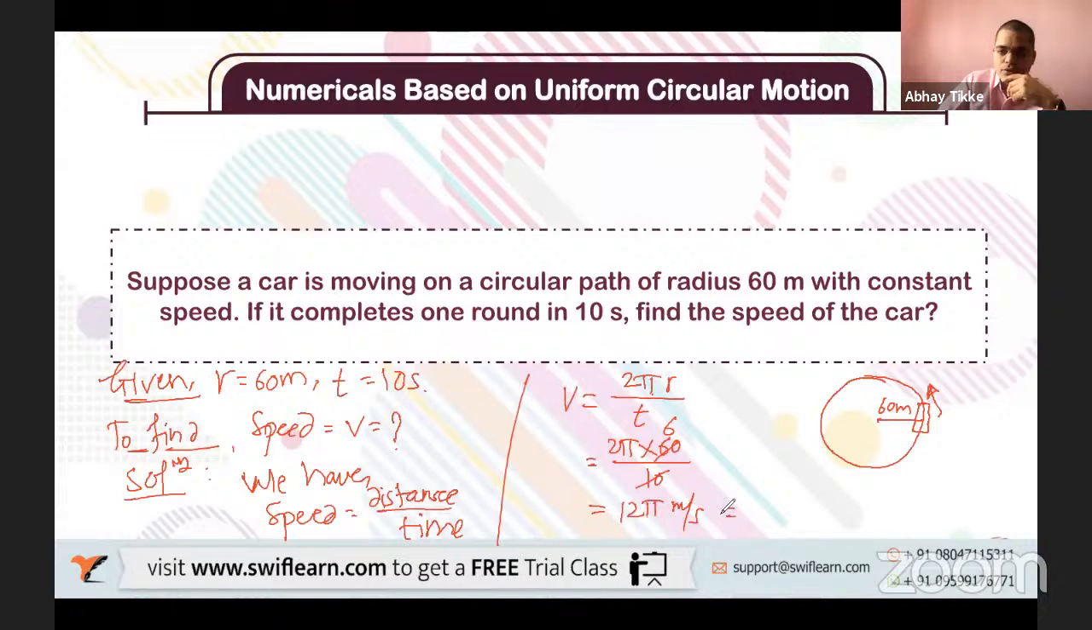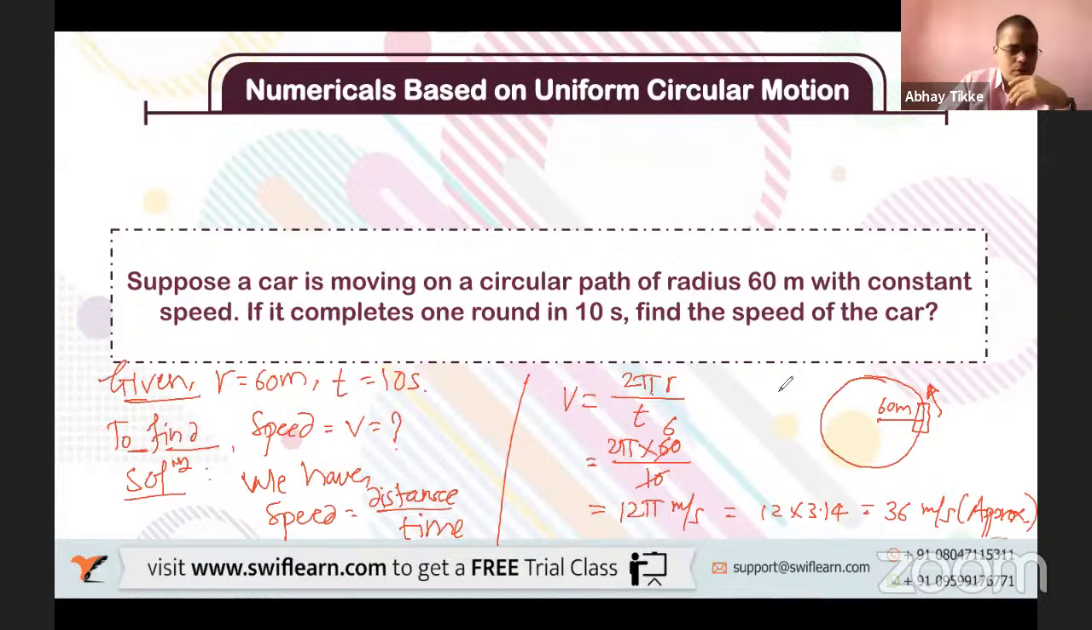Or you can further simplify this. 12 into 3.14, right? Approximately it should come 12 into 3, 12 3s are 36 approximately. If you can do this calculation, I'm not taking much time in doing calculations. So roughly it should come 6. That's the answer. Is that clear?